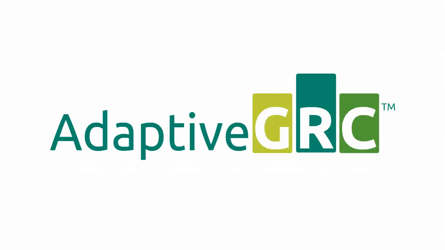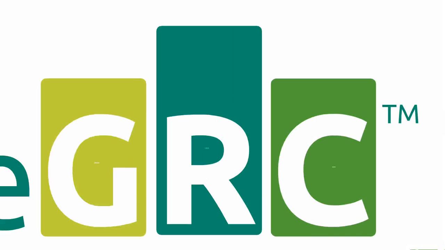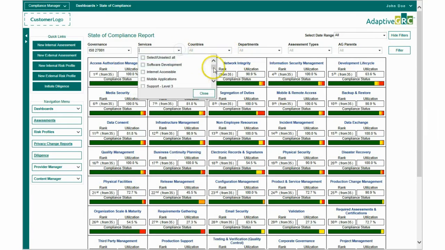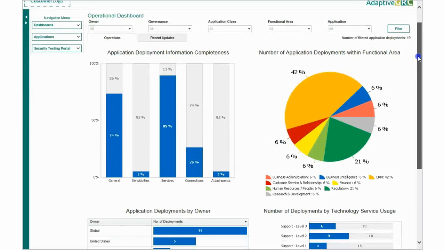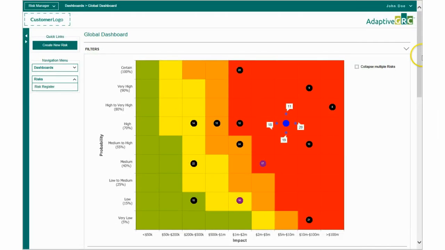AdaptiveGRC is different. We built our solution as a flexible, synchronized, and comprehensive platform. That means your governance, your risk management, your compliance activities can all share data and information instantly. Imagine you had all of your information in one place using synchronized processes. You could see not only your overall compliance exposure, but filter that view by your KPI values. Reports and analysis in real time. It would be easier to identify emerging risks and priorities for investment. And you could use different lenses to filter and drill down your risk universe.